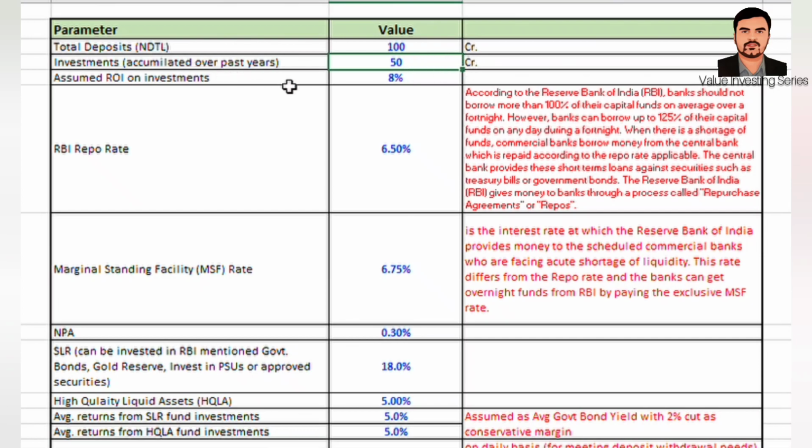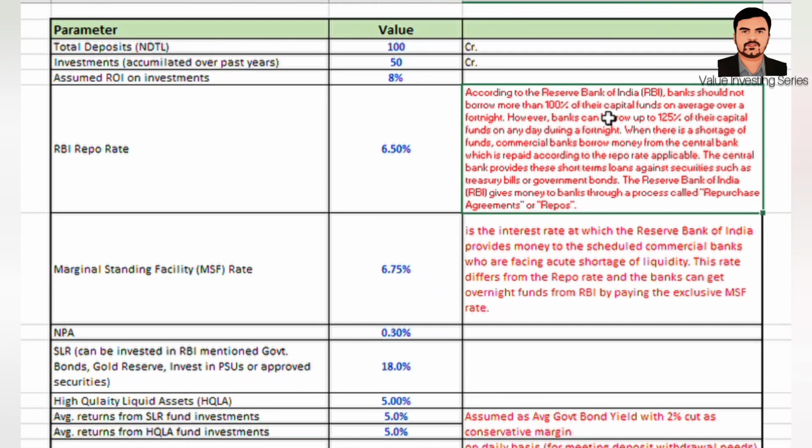So this is only an example, so that is why I have given a very low value. This is in huge crores, but I have taken a smaller value for you to understand. So the assumed rate of interest on investments, say it is 8%. Investments can be in various stocks, mutual funds, etc. So year on year, say we get 8% return. Then the RBI repo rate is, say, currently at 6.5%.